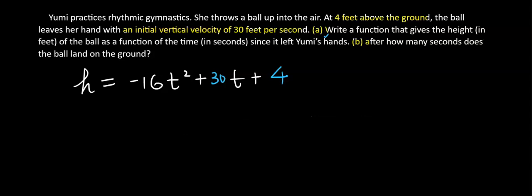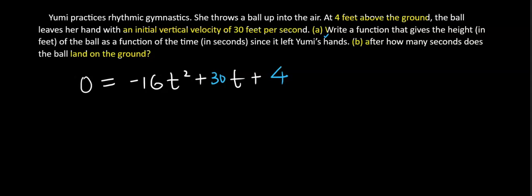Task B says, after how many seconds does the ball land on the ground? That is our keyword. If it's on the ground, that means the height is 0. Now we got an equation. We can solve for t. What is the value of t?